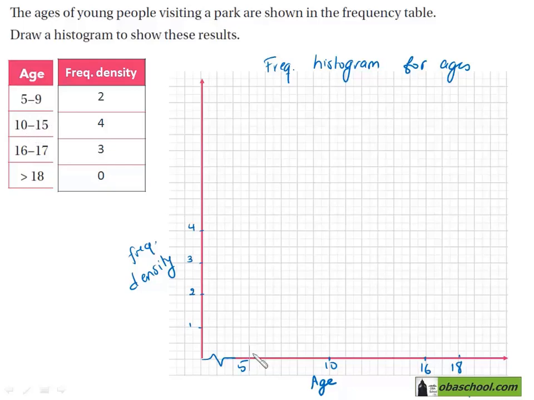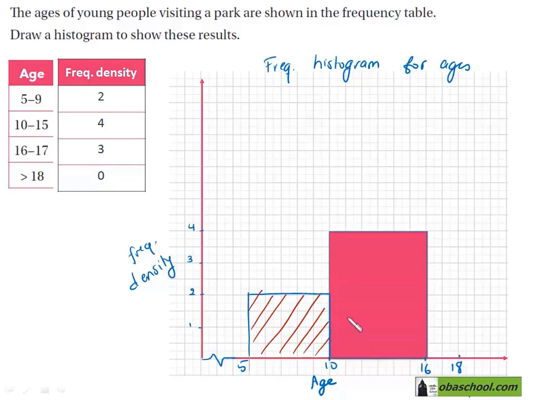Now let's go ahead and plot the histogram. For the first bar, we have from 5 to 10, and their frequency density was equivalent to 2. So here's our first bar. Now for the second one, 10 to 16, we had 4. It goes all the way up to 4. The third one, 16 to 18, we only had 3, and so this bar is up to 3. Notice that the bars do not have the same width. And that would be all for this tutorial.